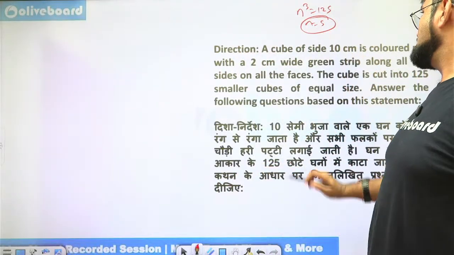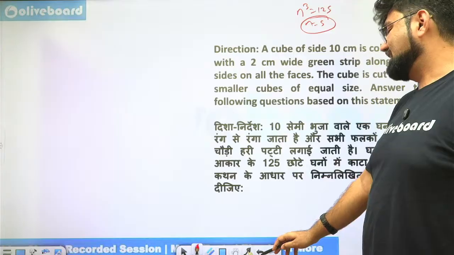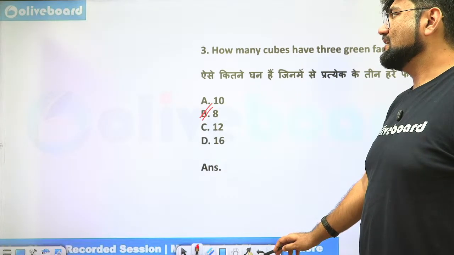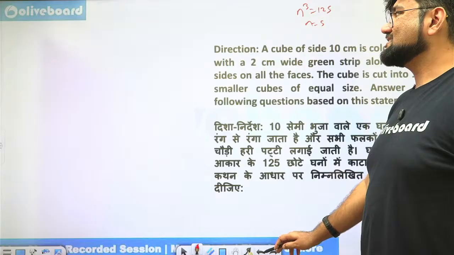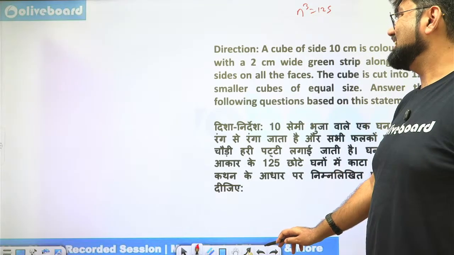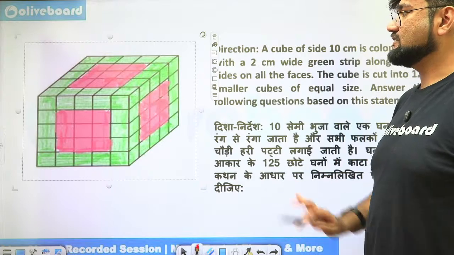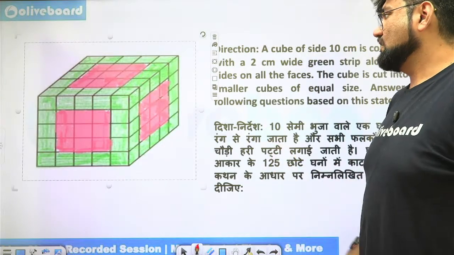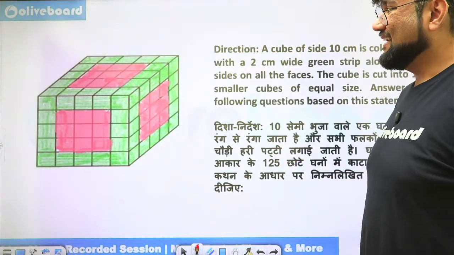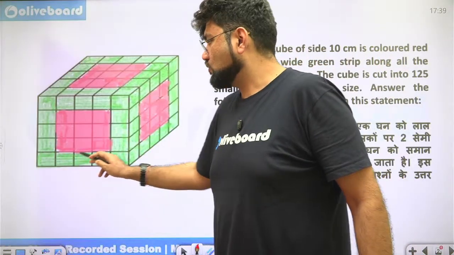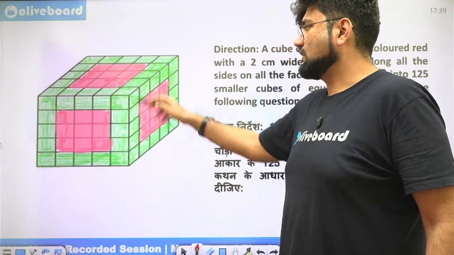So a cube of 10 centimeter is colored red with a 2 centimeter wide green strip. So the whole cube will be red, and there will just be a single green width on the outer end. I'll just show it to you now. This is exactly what I'm talking about. So this is how your cube is looking like. And we have n equal to 5. So you can see 1, 2, 3, 4, 5, 5 along the length, along the breadth, along the height.